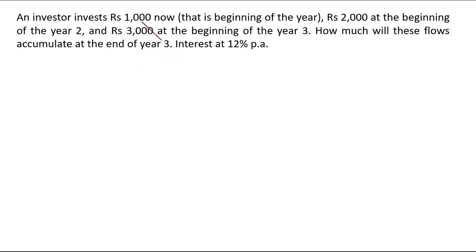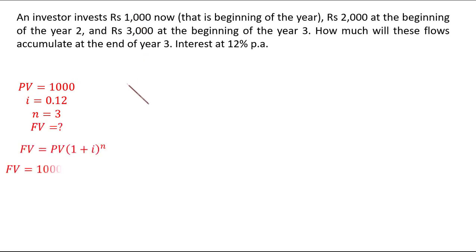So it simply means that 1000 is being invested for all 3 years, 2000 is being invested for 2 years, while 3000 is only going to be invested for 1 year. And the rate of interest is 12% per annum for all the 3 times. So the present value first time is 1000, the rate of interest is 12%. Number of years 3, because 1000 is going to be invested for 3 years. We need to find what is the future value.